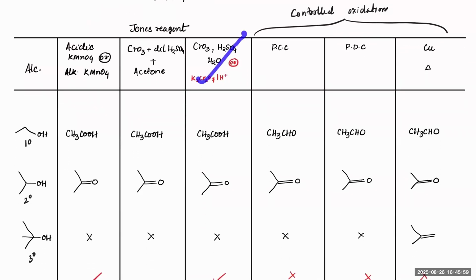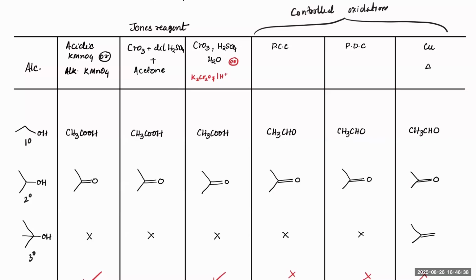So if I take CrO3 in acetone, adding a small amount of dilute H2SO4, this particular reagent is called Jones reagent. This has some advantage over this one. What is that? We will see. You will notice these three are reagents which will oxidize almost everything up to acids. Then we have the reagents PCC, PDC, and copper with heat. They will only oxidize up to aldehydes. They cannot take it further to acids.